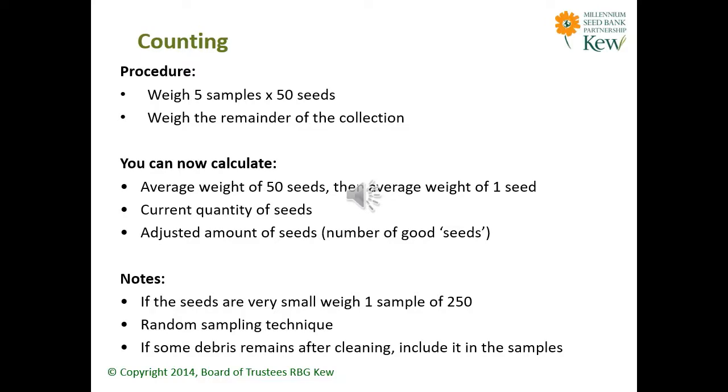We need to count the number of seeds so we can best plan the future use of the collection. To do this, we weigh 5 samples of 50 seeds and then we weigh the remainder of the collection. You can now calculate the average weight of 50 seeds, then the average weight of 1 seed. You can calculate the current or the total quantity of seeds, and you can also calculate the adjusted amount of seeds, i.e. the number of good seeds.